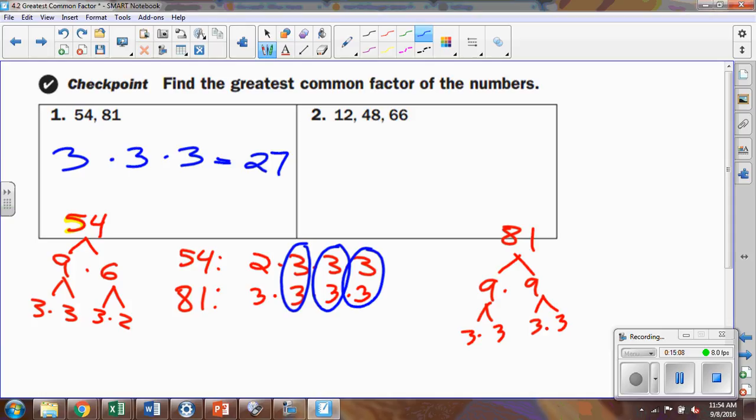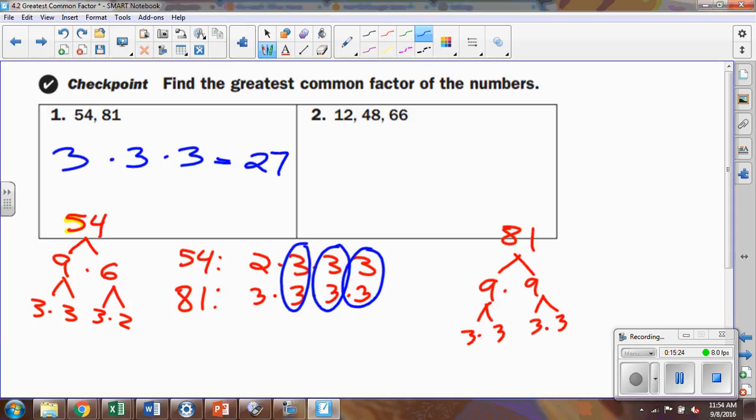You, of course, have a choice. You can choose to do the list method. You can choose to do the factor tree method. Both of them are correct. Both of them are valid. Pick the way that you like to do it. I will tell you my personal preference.